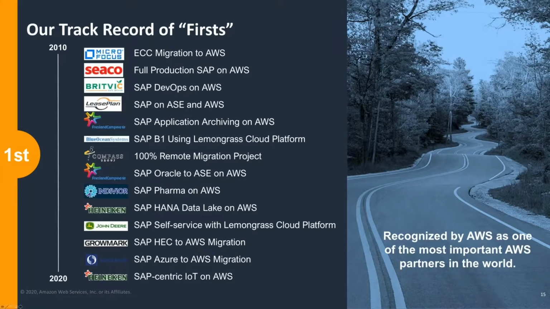So Seco, you'll see the logo at the top left there. That was the first ever migration of a production workload of SAP to AWS. We did that again around 2014. Just picking up one or two other interesting ones towards the bottom. We're the first organization to migrate HEC to AWS. We're the first to migrate from Azure to AWS. So we continue to be pioneers and innovators in the SAP on Amazon world.